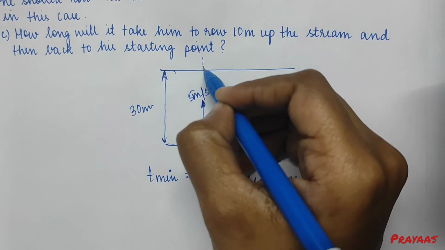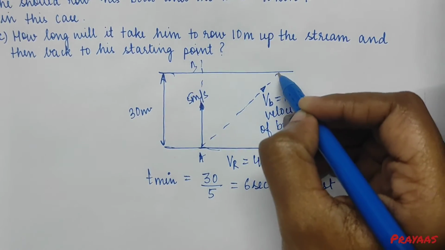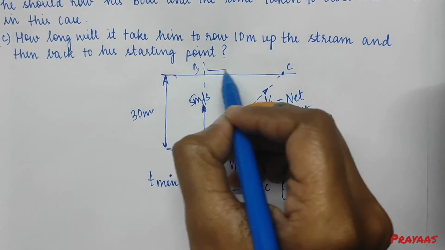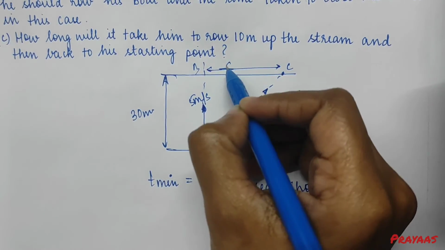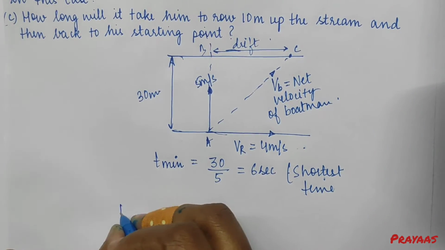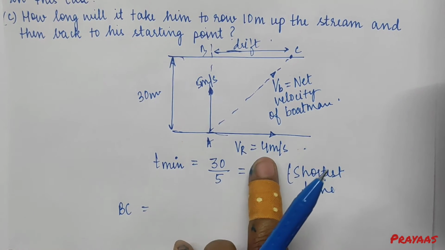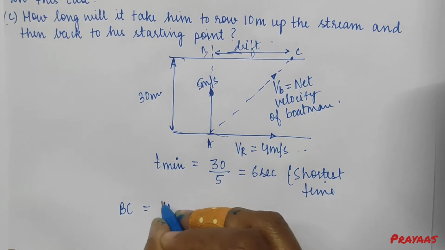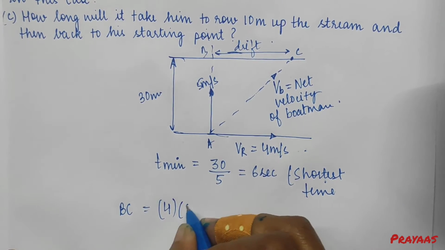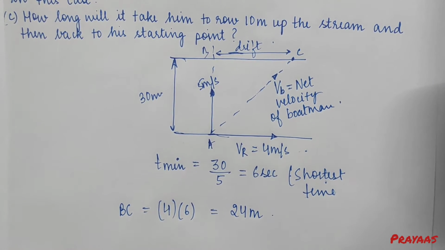Drift: if this is point A, this is B, and this is point C, the distance from B to C will be the drift of the boatman. So drift BC will be the velocity in the direction of drift, that is VR, which is 4, into the time taken, that is 6 seconds. So this will be 24 meter.